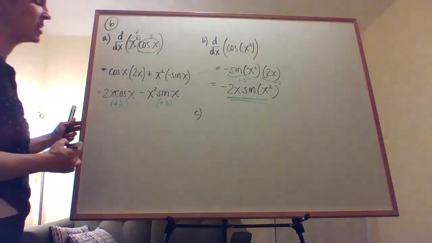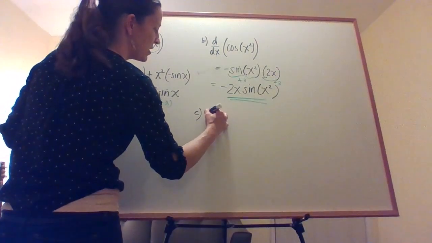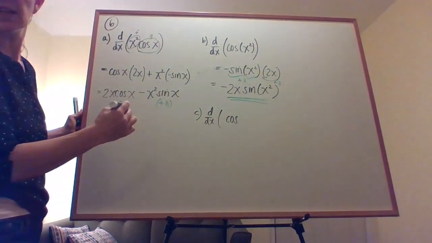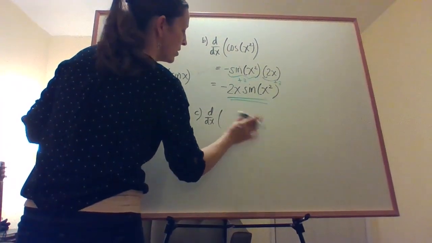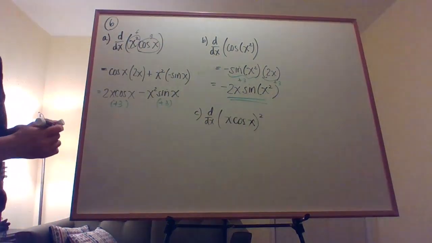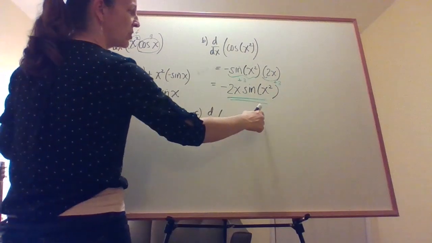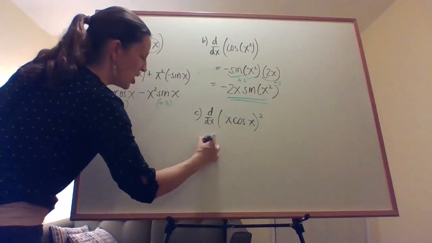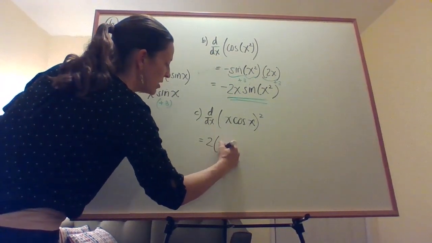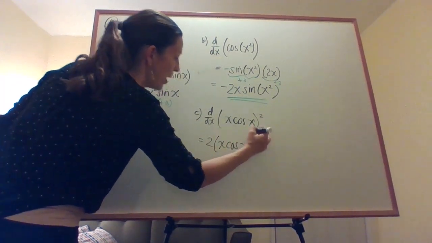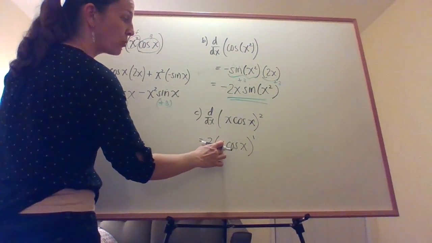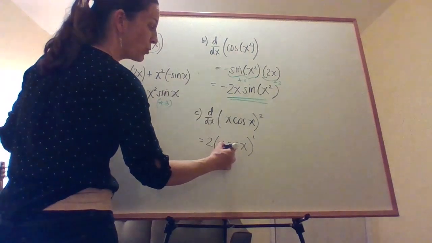Last one here for number 6 was part C. This is differentiating x cosine x, and then the whole thing there is squared. So now I have a product to a power. So overall I'm using the chain rule. This is something squared. The derivative of that is 2 times that something to the first power. Don't have to write that first power in there. And then multiplied by the derivative of the something, the derivative of x cosine x.